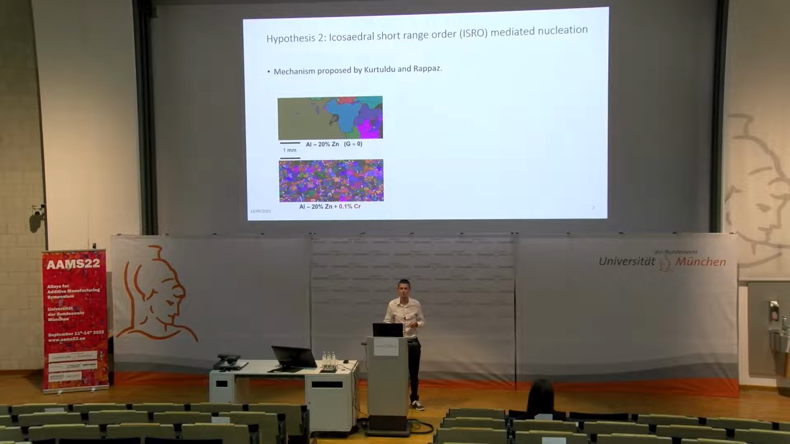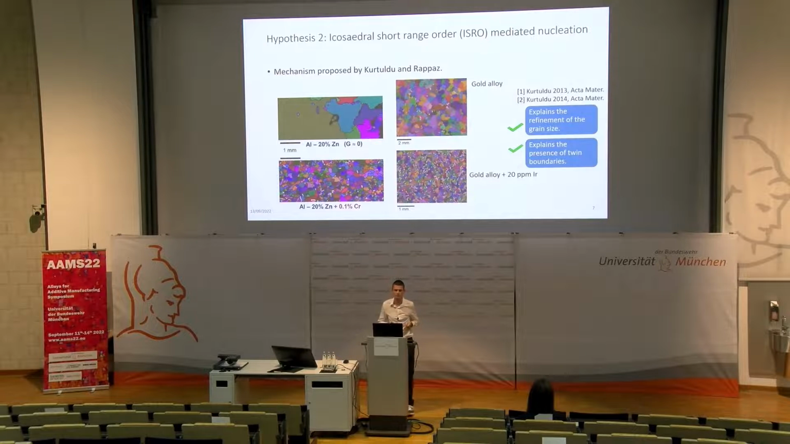This hypothesis is icosahedral short-range order, or ISRO, mediated nucleation. This is a mechanism proposed by Prasad Tudu and Rappaz to explain the grain refinement and high twin boundary fraction in a cast aluminium alloy with the addition of 0.1% of chromium. This hypothesis has also been invoked to explain the grain refinement and a lot of twin boundaries in a gold alloy with the addition of 20 ppm of iridium. And so this hypothesis explains both the refinement of the grain size and the presence of twin boundaries.